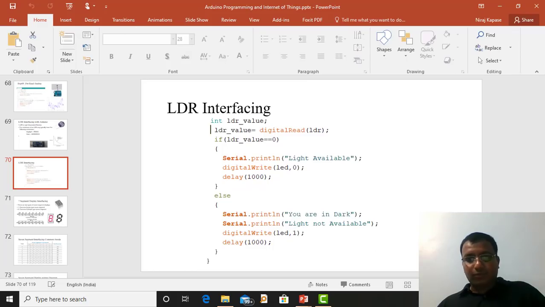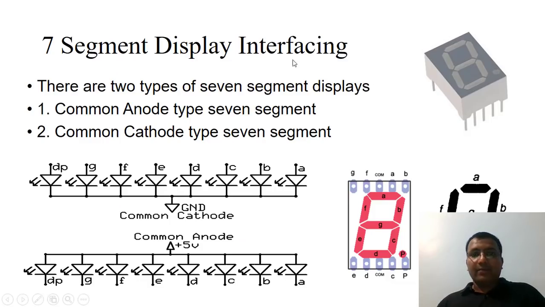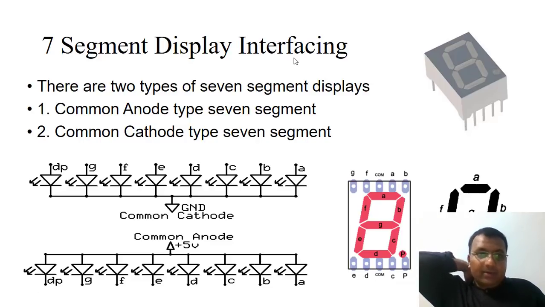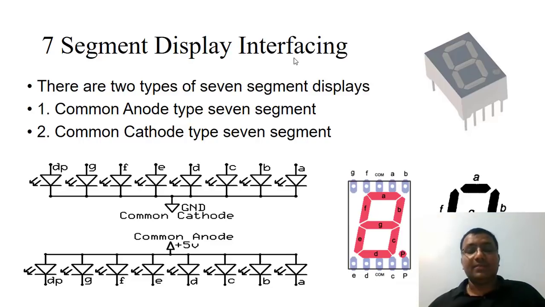Okay, so next we have 7-segment interfacing. Basically there are two types of 7-segment displays available in the market. One is the common anode type and the other is the common cathode type. Common anode displays are current sinking type, and common cathode displays require current sourcing. Current sinking is always better, and because of that the manufacturing of common anode displays is more. Because of that the cost is also reduced.